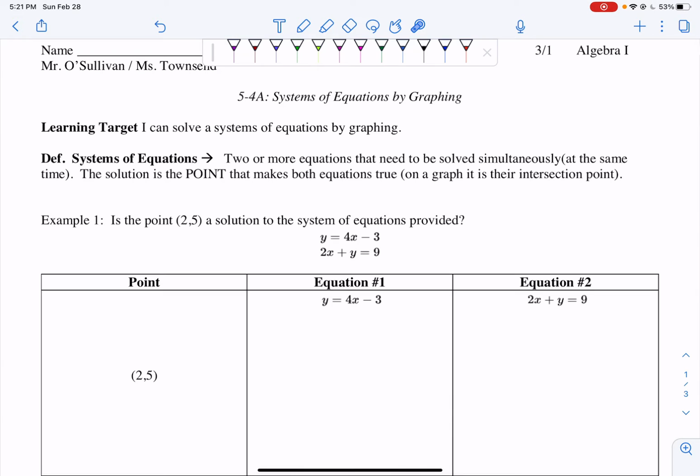The learning target for today is: I can solve systems of equations by graphing. Just so we can remember the definition, a system of equations is two or more equations that need to be solved simultaneously, at the same time. The solution is the point that makes both equations true. On a graph, it is their intersection point.